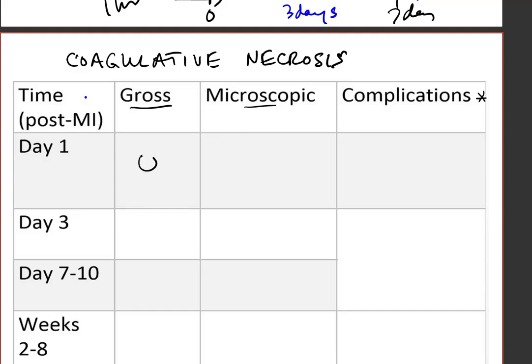First day, you don't see anything grossly. Now, microscopically, you'll hear pathologists talk about seeing wavy fibers. Yeah, well, I did hundreds of forensic autopsies. I could never see them. It probably represents the early edema following necrosis. But the complications that we see in day one are profoundly important.